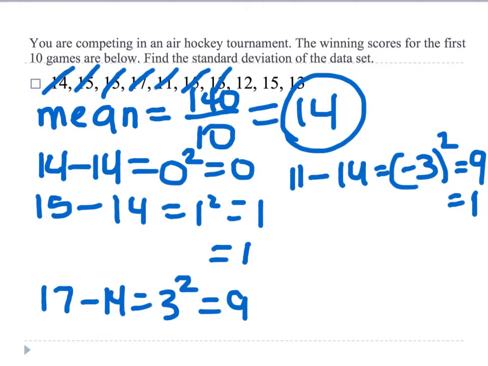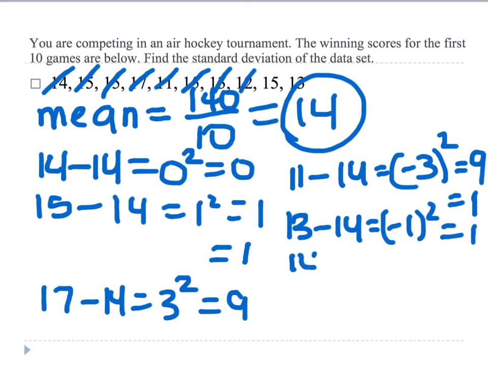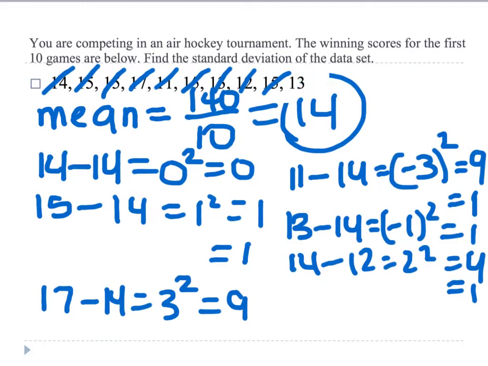And we do it with 13, so 13 minus 14 is negative 1, and when we square negative 1, we get positive 1. Then we do it with 12. 14 minus 12 is 2. 2 squared is 4. And 15 we did already, that's 1. And I think that's a 13. 13 we did already, that's another 1.